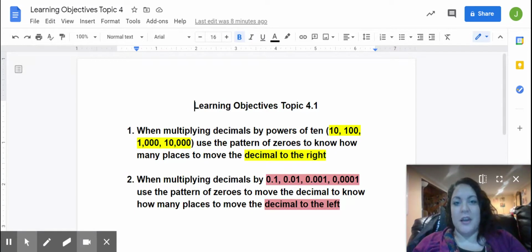Today we're going to start topic 4 in your Envisions math book. It starts on page 165. Before we get started, go ahead and get your math book out and go to page 165. You can pause the video now.